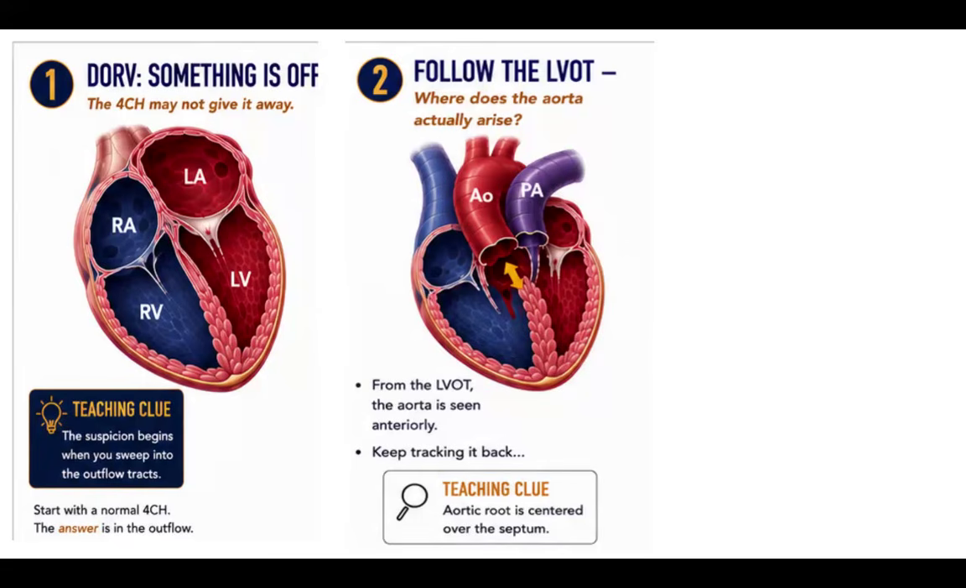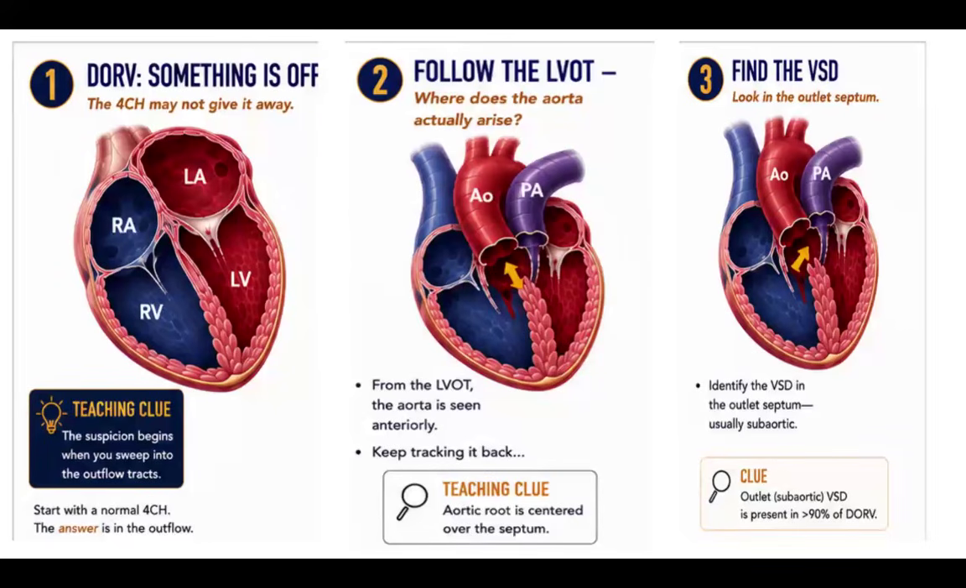We notice the LVOT aorta is anterior, which shouldn't be. And so this is where we're like, okay, we need to do some investigating into what's going on with the outflows. And so from step 3, we notice, oh, there's a VSD. Okay, I see that there's a VSD. This is when you want to start to investigate.